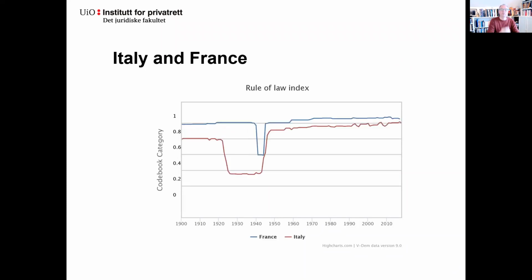We see the same if we look at Italy and France. The red curve here is Italy, with the emergence of Mussolini's fascist government. We see the same rapid decline, fall of protection of the rule of law, and then a rapid build up again and return to the Western legal tradition after the fall of Mussolini after the war.